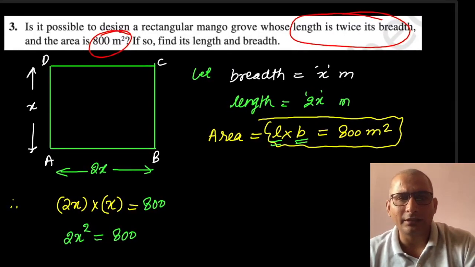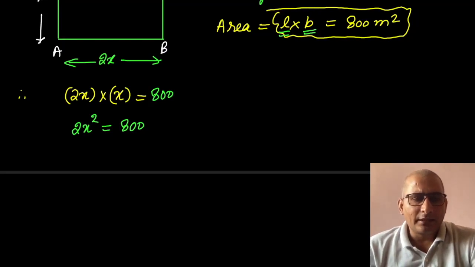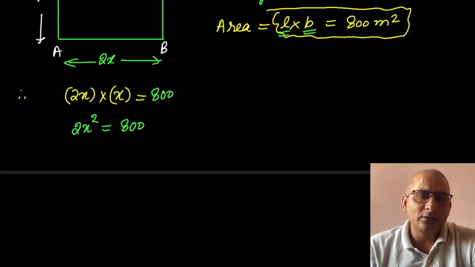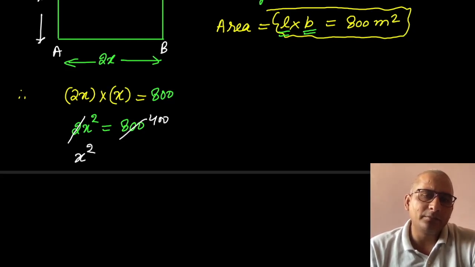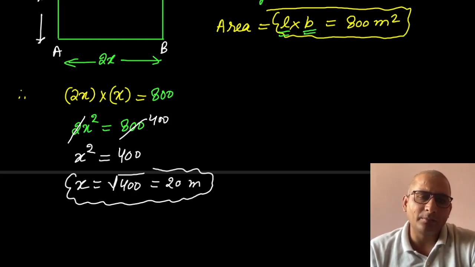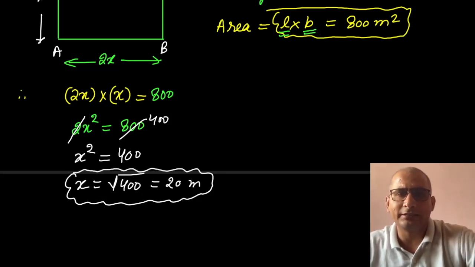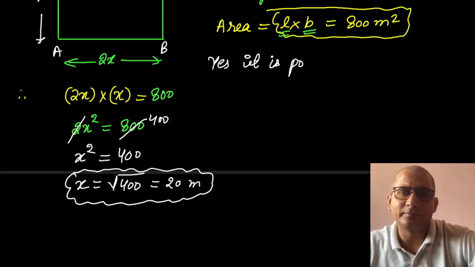So first of all, we need to check, is it possible, can this type of rectangle be made? If you see, this 2 cancels with this, it becomes 400. So x square is equal to 400, or we can say that x is equal to root of 400, which is 20 meter. Length is coming positive, and it may come negative also, so we select positive. So yes, it is possible.